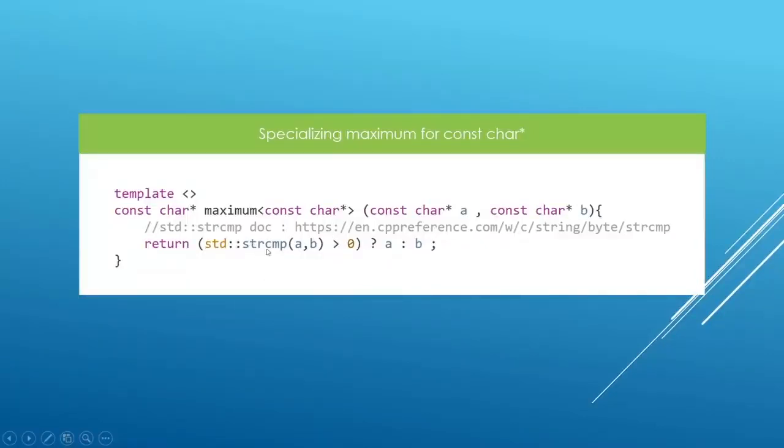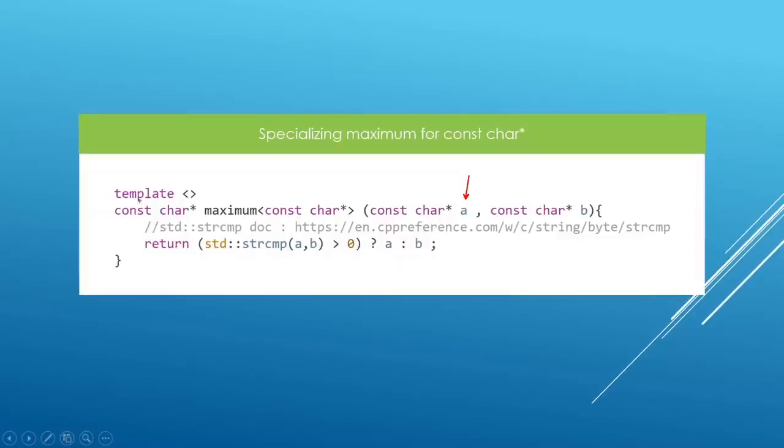So we're going to do strcmp. We're going to pass in our two arguments here, and we're going to say if this returns something greater than 0, return A, because in that case A is greater than B lexicographically. This is the comparison we want to do here. And otherwise you're going to return B, and this is going to compare our strings and not compare pointers directly, which is what we are trying to avoid here.